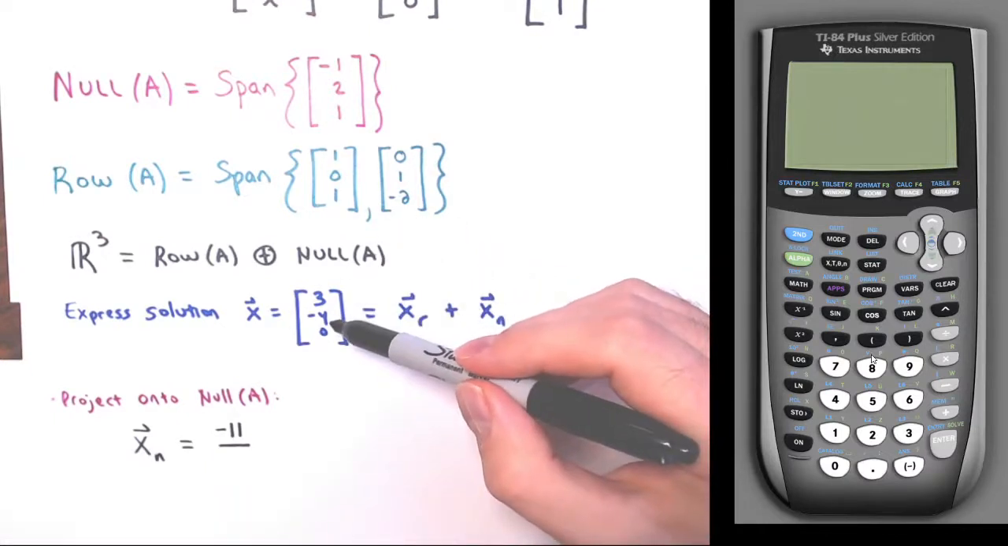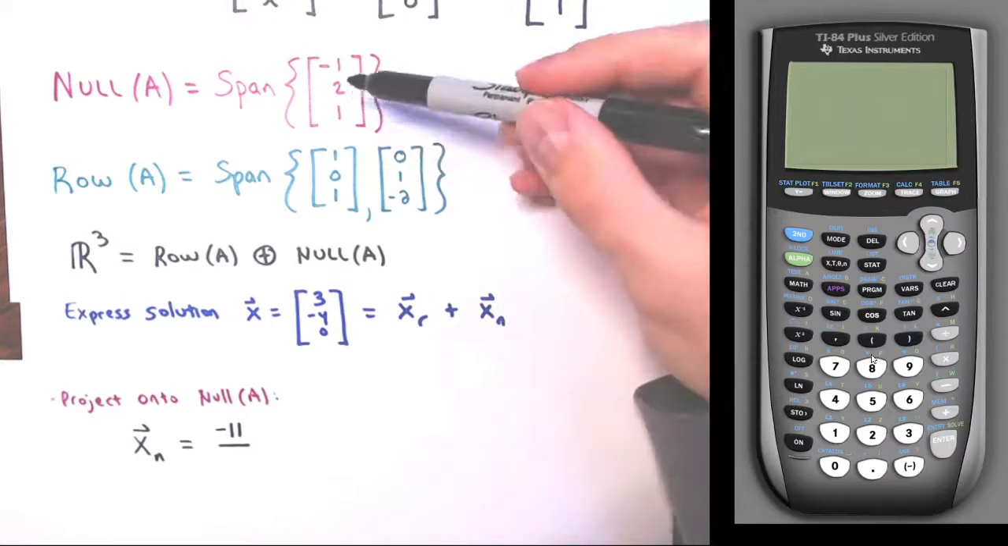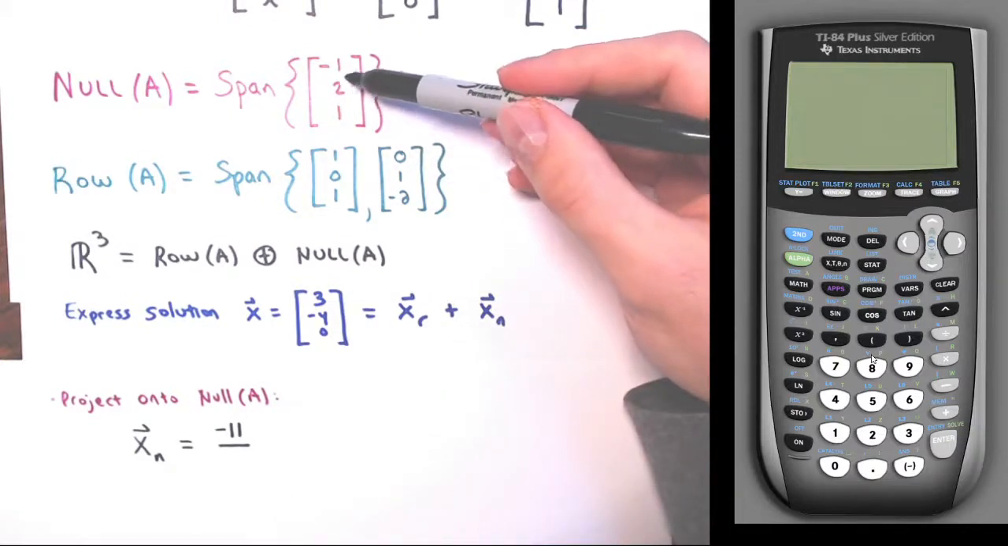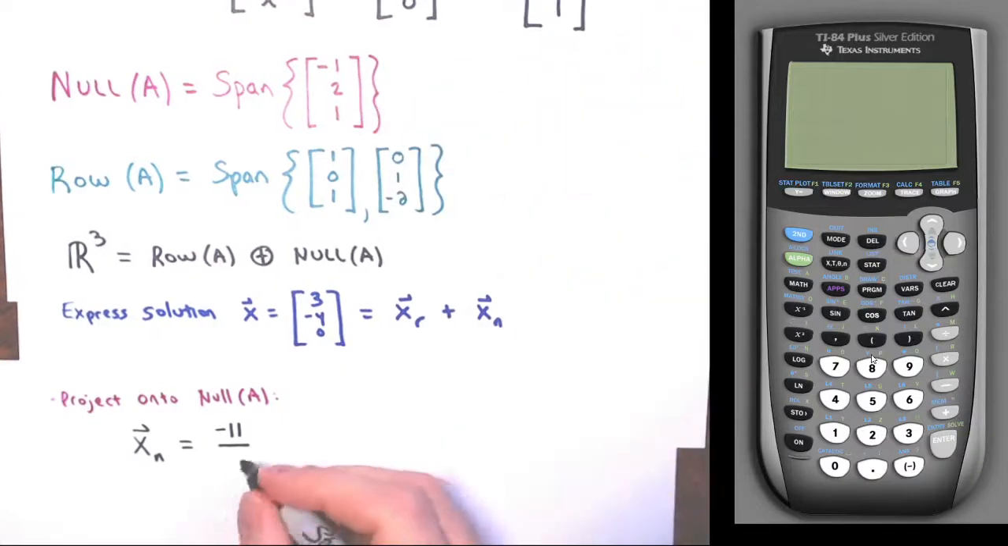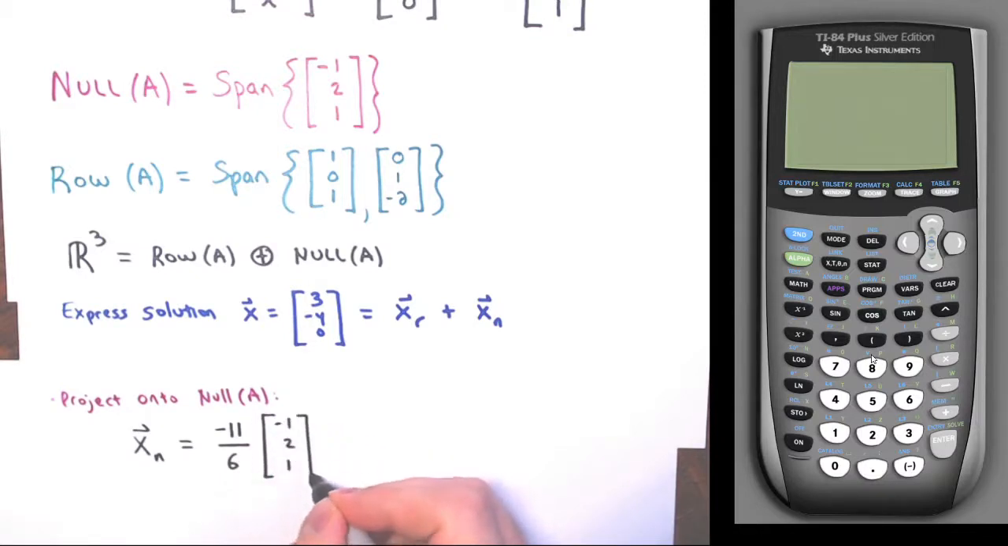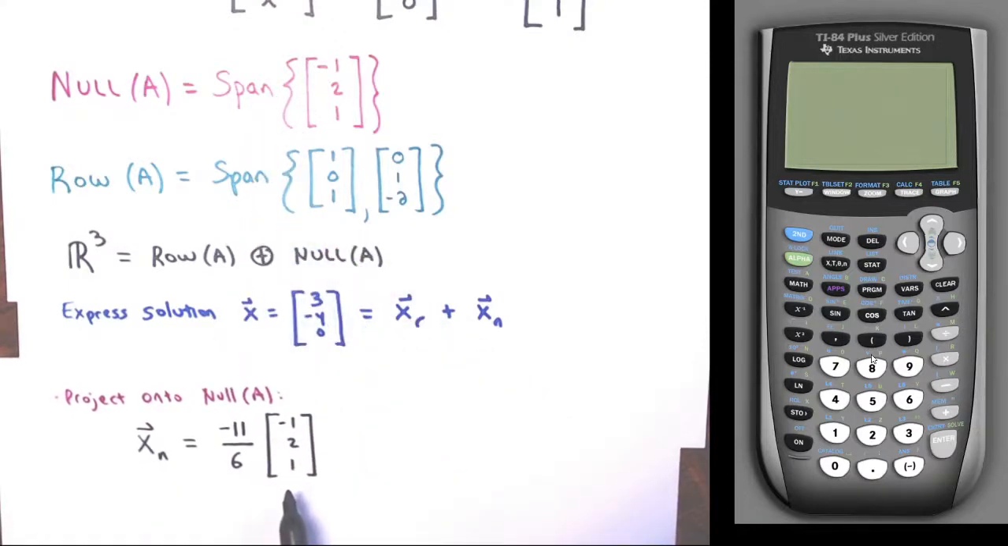Then I do (-1, 2, 1) with itself, the dot product of (-1, 2, 1) with itself. So that'd be 1 plus 4 plus 1, which is 6. And then times that vector (-1, 2, 1), the vector you're projecting onto. Okay, there we go. This is a vector from the null space. It is a scalar multiple of (-1, 2, 1). And it should be, it is the projection of (3, -4, 0) onto that.